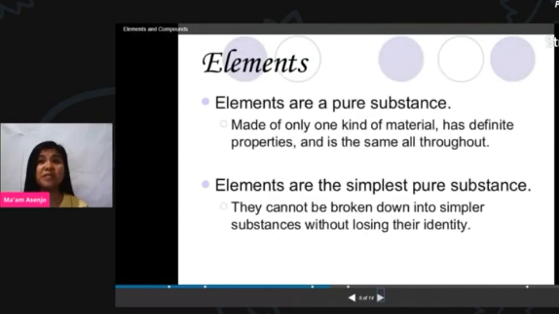So elements are a pure substance. That means they're made of only one kind of material. It has definite properties and it is the same all throughout. Elements are the simplest pure substance. That means they cannot be broken down into simpler substances without losing their identity.